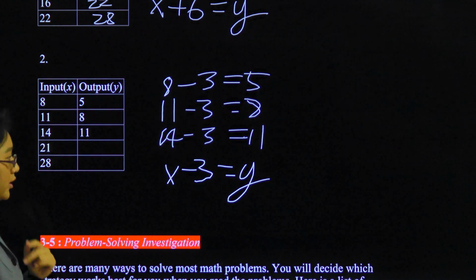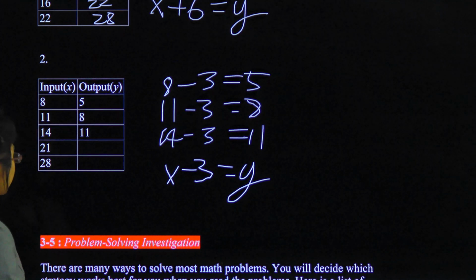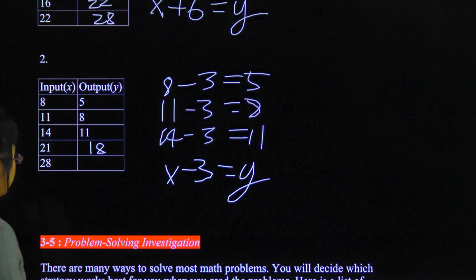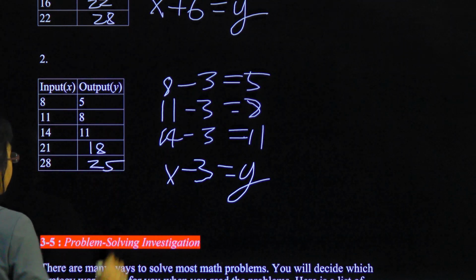21 minus 3 equals 18. 28 minus 3 equals 25.